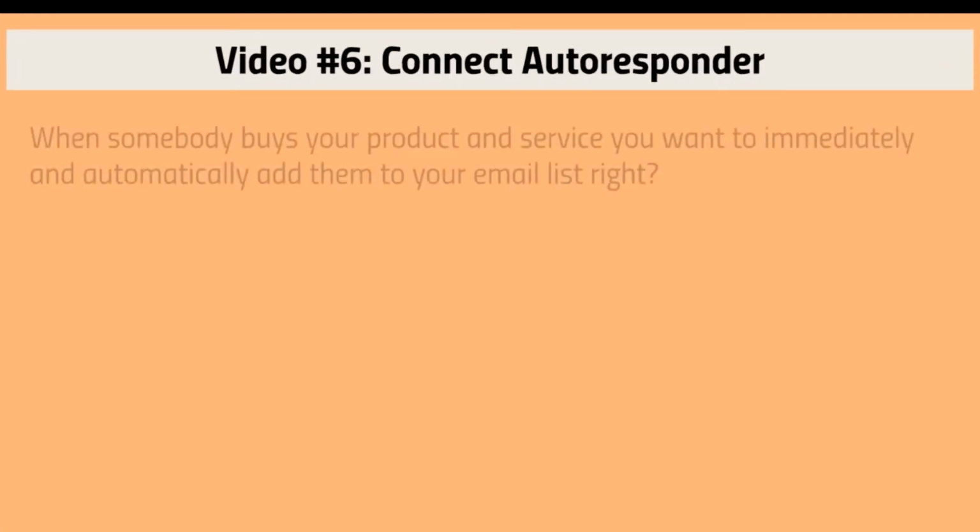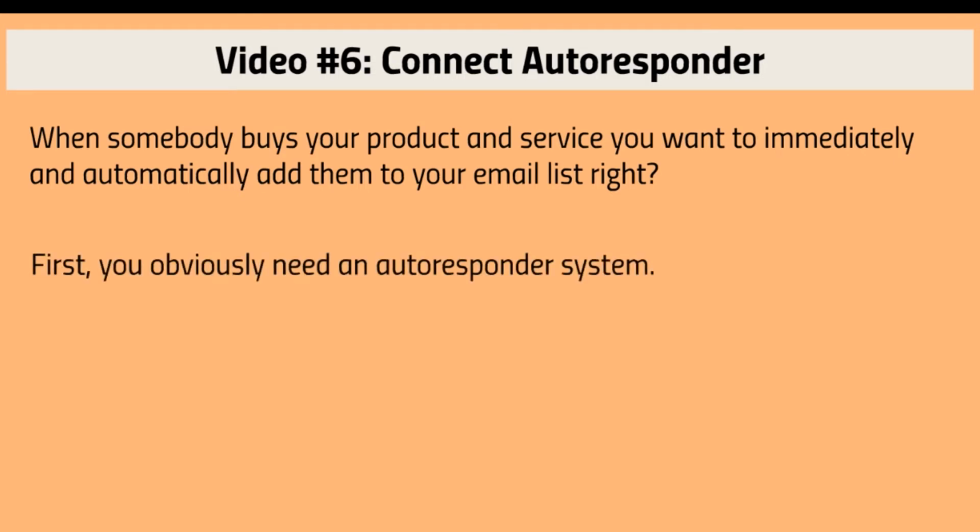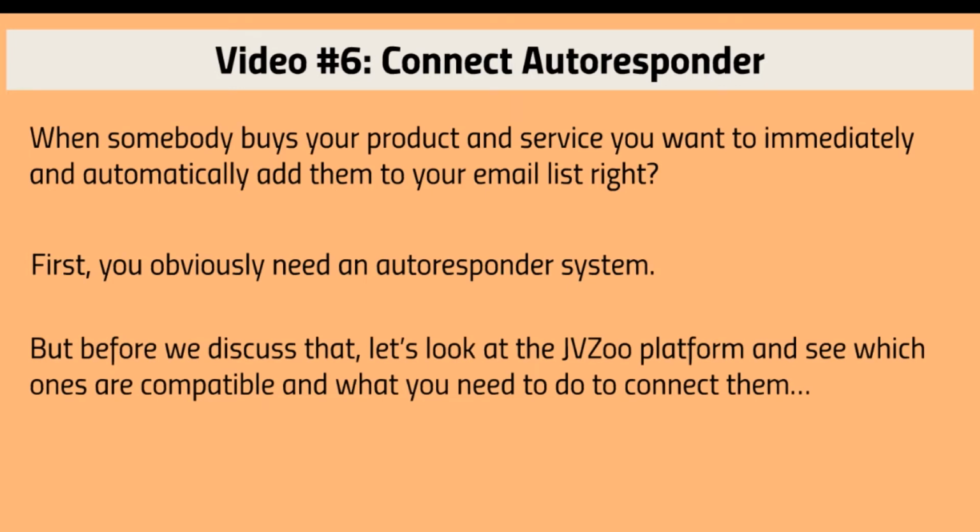This is video number 6, connecting your autoresponder. So when somebody buys your product and service, you want to immediately and automatically add them to your email list, right? So first, you obviously need an autoresponder system. But before we discuss that, let's take a look at the JVZoo platform and see which ones are compatible and what you need to do to connect them and what information you need to do just that.